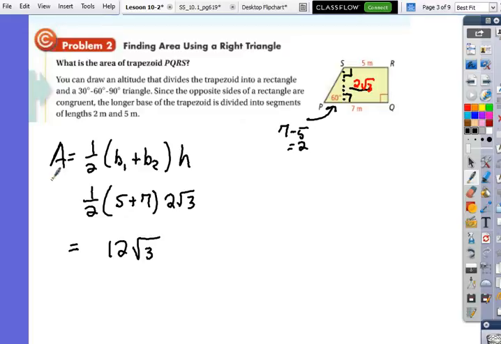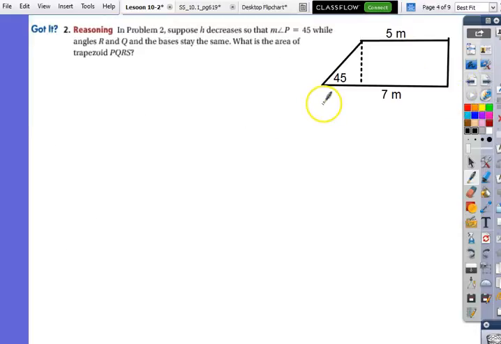Everybody okay? Questions? All right. Here's one for you to do. I want you to find the area of this trapezoid, and this is a 45-degree angle right here. Work this out, compare with your partner, and then we'll do it together.